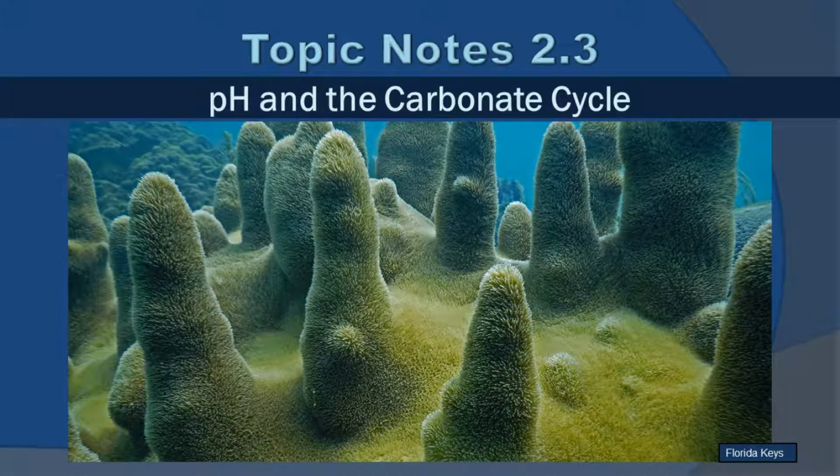Topic Notes 2.3: pH and the carbonate cycle. This image is of a pillar coral out in the Florida Keys, and it's a really representative organism for the importance of pH in the ocean.